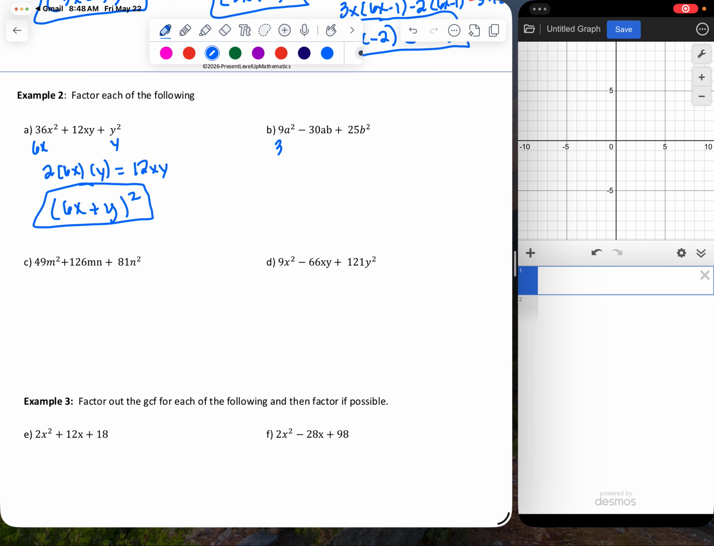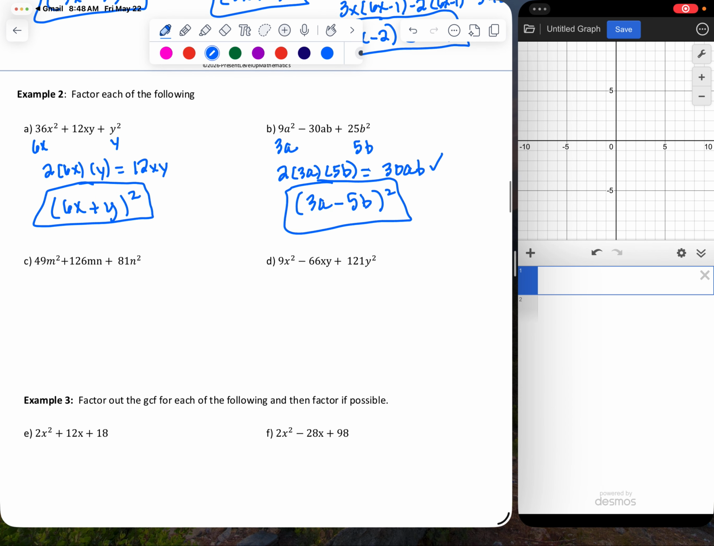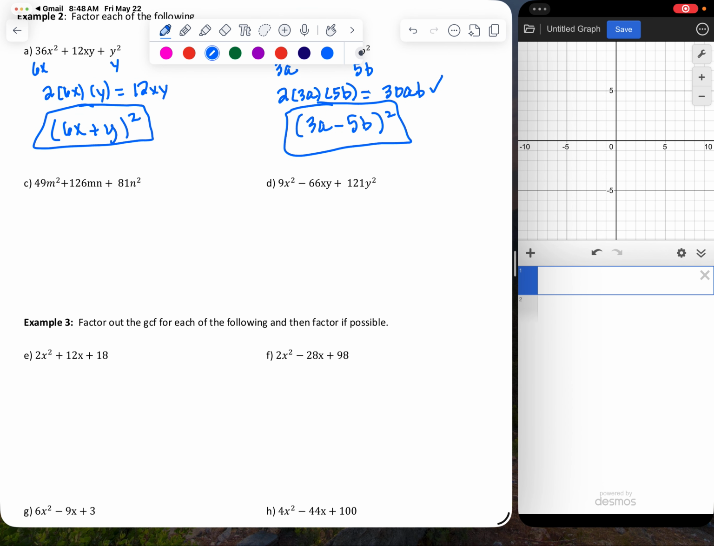All right, problem B. Take the square root of your first term, 3a. Square root of your last term, 5b. Now check to see if you multiply these together and double them, will you get 30ab? So 2 times 3a times 5b would be 6a times 5b, which should be 30ab. So this is a perfect square trinomial, which means I can take my first square root minus my second square root, quantity squared. All right, I want you to try C and D on your own.